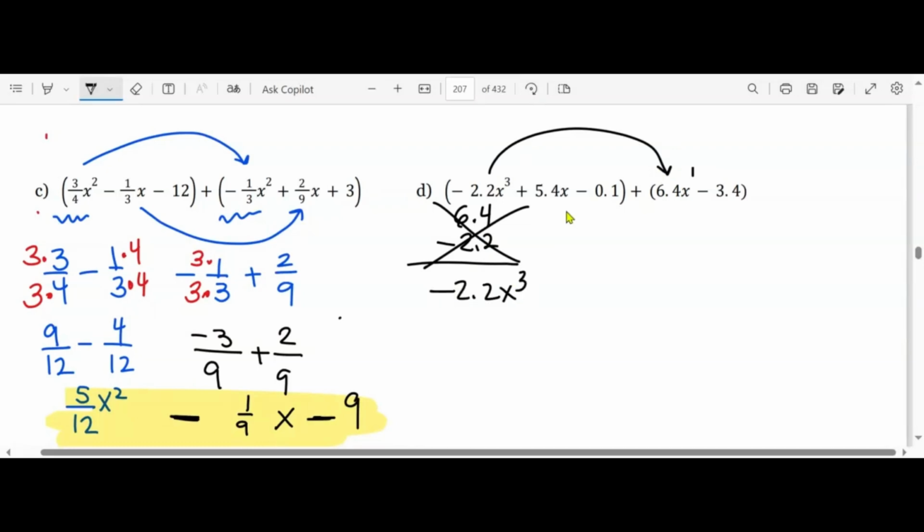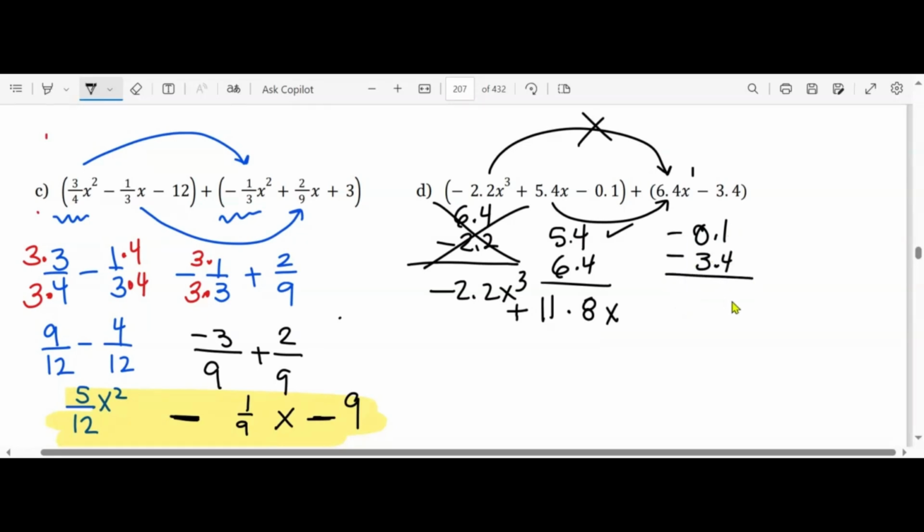What about this one and this one? You can. You add. Yes. So it's going to be 5.4, add 6, 11.8. And then 6.4. So it's going to be 11.8 what? X. Plus or minus? Minus. Next one is going to be 0.1 and 3.4. Minus 3.5. So that's your final answer. Yes. Easy? Easy.